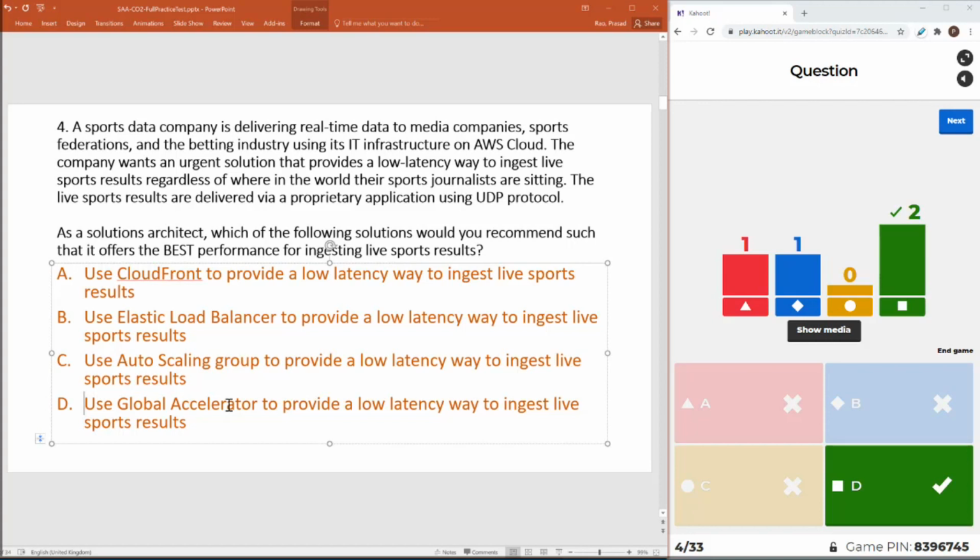That's the way Global Accelerator works. So read about it a bit. Let's move on to the next question.